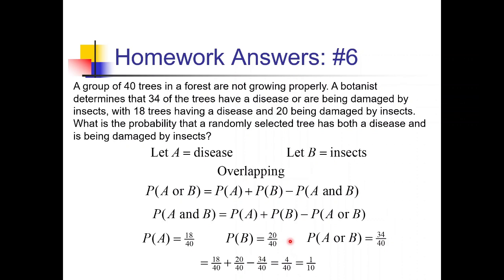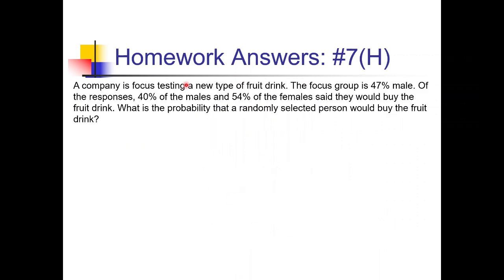On this one, we have a company focus testing a new type of fruit drink. Focus group is 47% male. Of the responses, we're told that 40% of the males and 54% of the females would buy the fruit drink. We want the probability a randomly selected person, male or female, would buy the fruit drink. So there are some conditions going on here. We've got the 47% males, but only 40% of them would get the drink. And then we have the 53% females, 54% of whom get the drink.